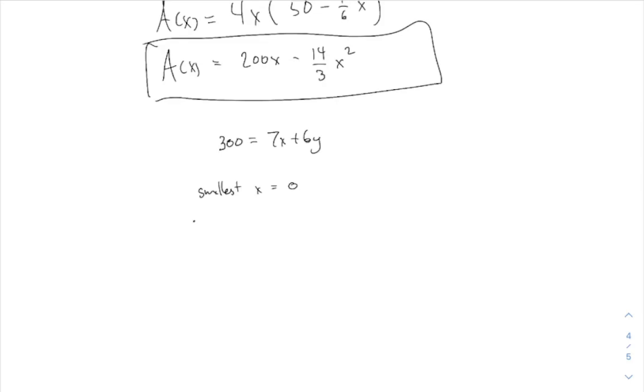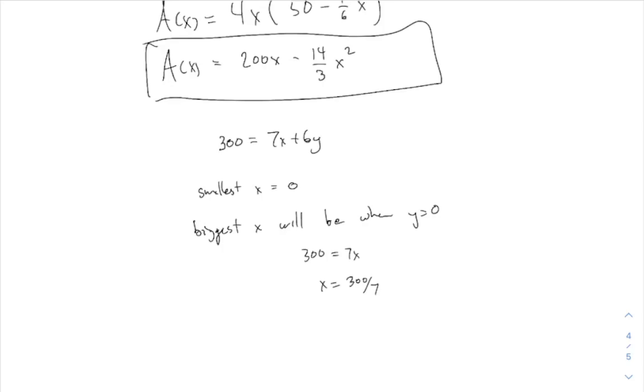What about the biggest? The biggest x will be when the y is the smallest, right? These things have to add up to 300. So if I want the x to be the biggest, that happens when the y is the smallest. So the biggest x will be when the y is 0, right? And so it'll say 300 equals 7x, x equals 300 over 7. That's the biggest possible x value, which is 40 something. I saw some people put that in your calculator.